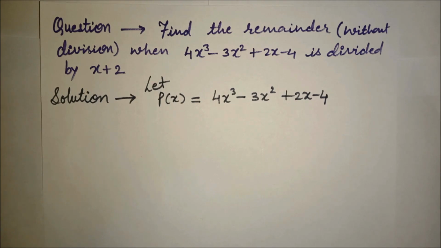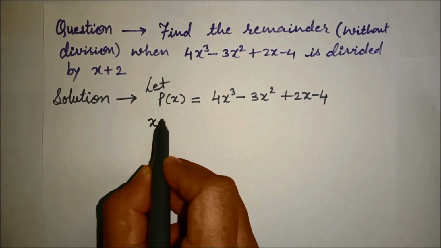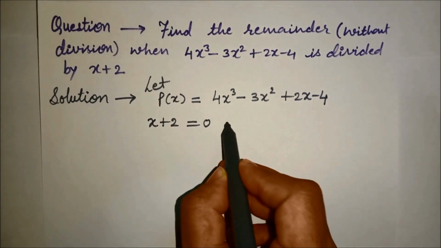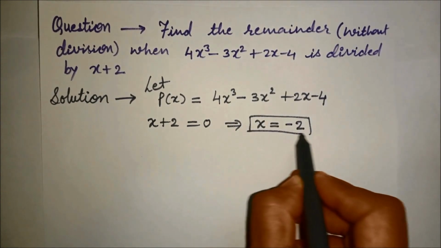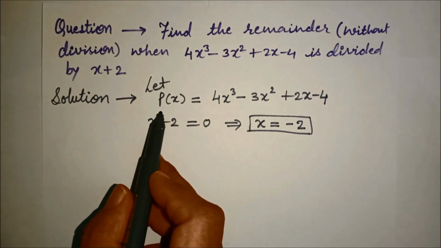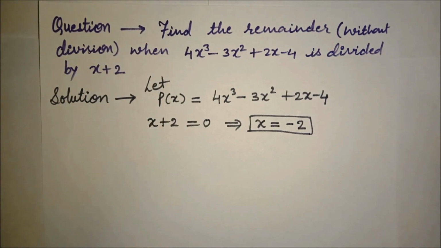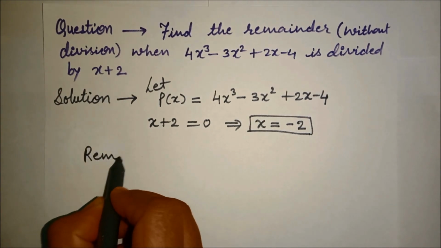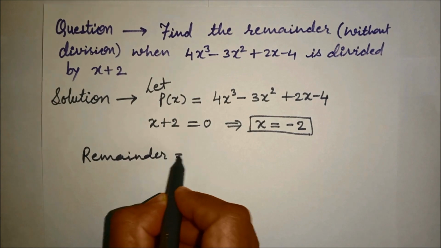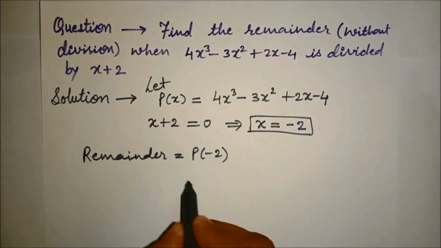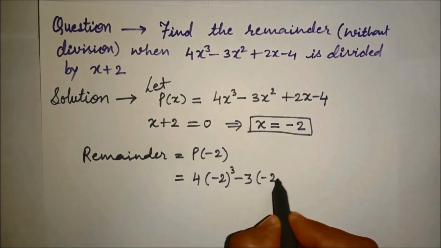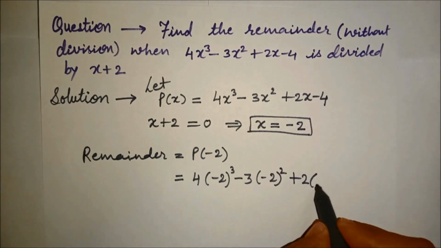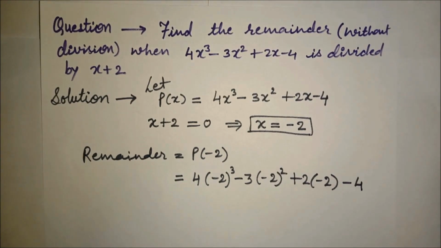So here x plus 2 is a divisor and we can write x plus 2 is equal to 0 for finding the value of x, and here we will get the value of x is minus 2. This value of x we will replace in the polynomial for finding the remainder. Therefore remainder is equal to p of minus 2, and this is equal to 4(minus 2) cube minus 3(minus 2) square plus 2(minus 2) minus 4. Wherever we have x, we have replaced the value of x, that is minus 2.